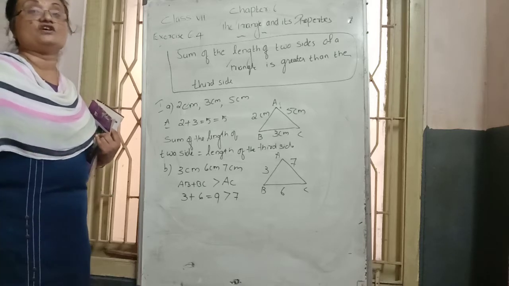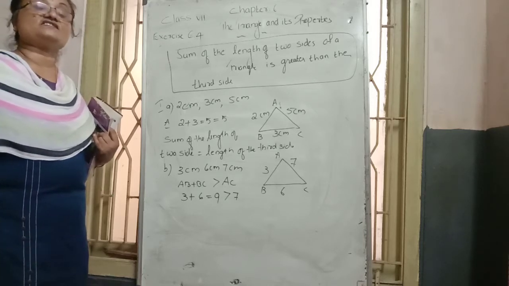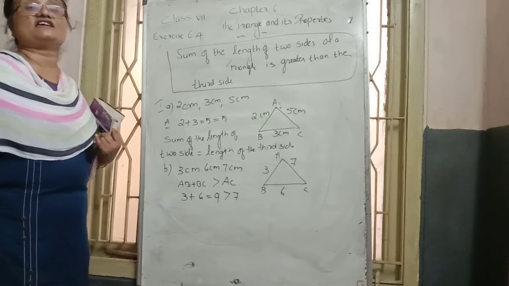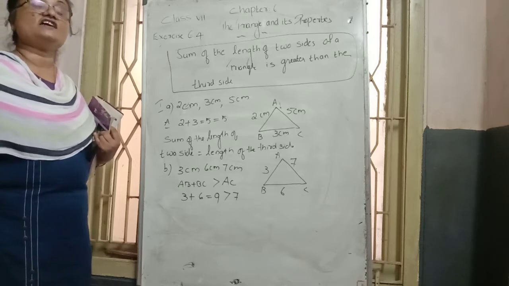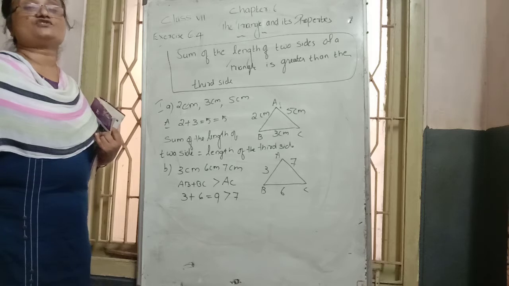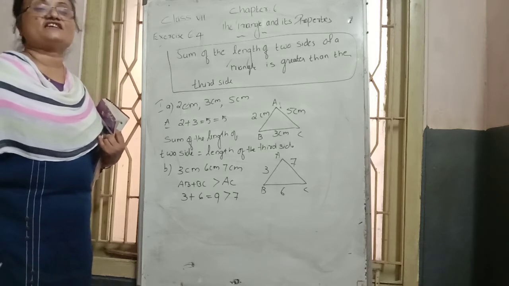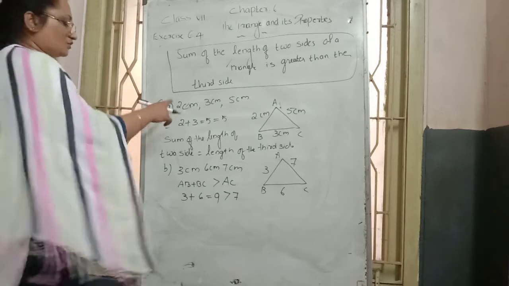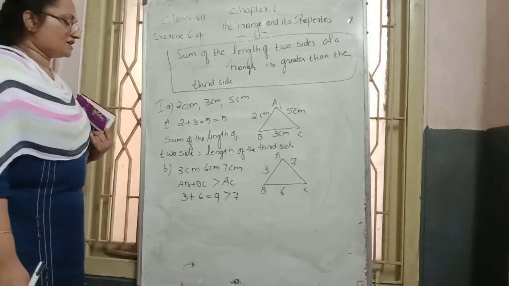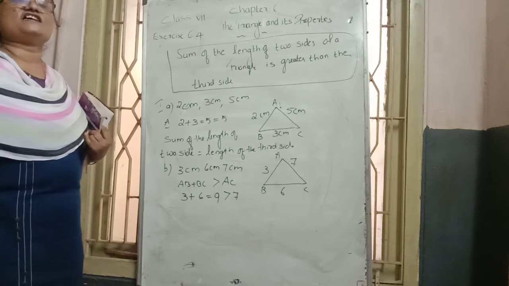The question asks: when we get a triangle, the sum of any two sides of the triangle is greater than the third side, then only is it possible to draw a triangle. Otherwise we can't draw a triangle. That is the meaning of this rule. Here we get AB plus BC is greater than the third side.